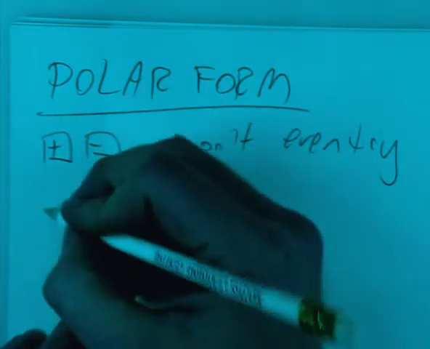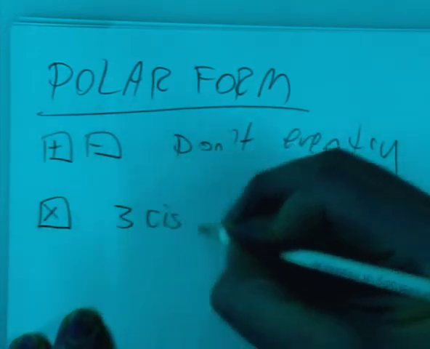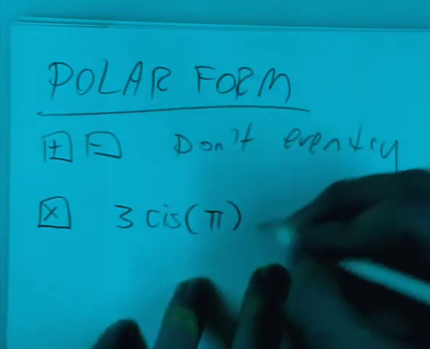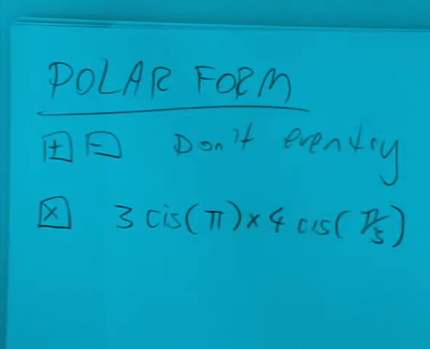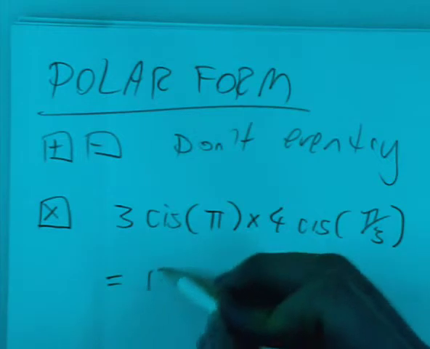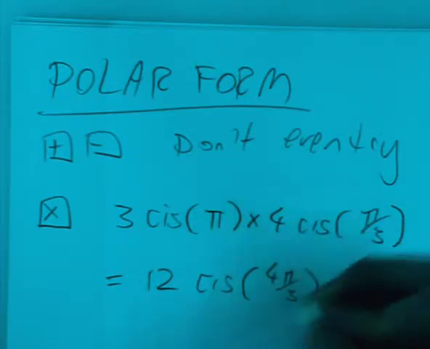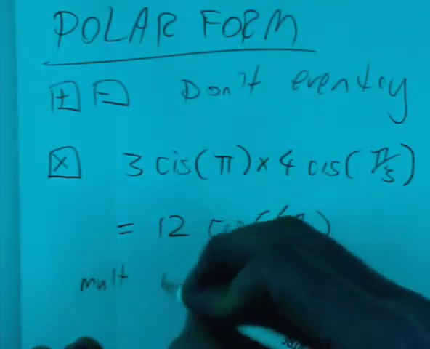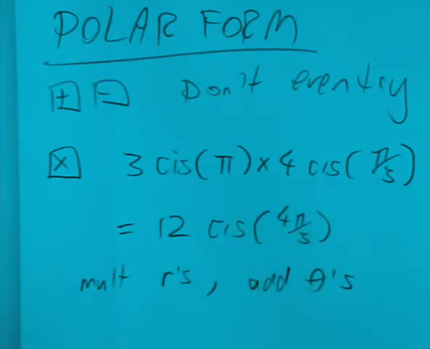Times and divide, awesome, not awful. So if you had like 3 cis pi times 4 cis pi on 3, well, you times the lengths and add the angles. So 1 1/3 pi would be 4 pi on 3. So what did we do? We multiply the r's and we add the thetas. Okay, so that is really so much simpler than the expanding of the brackets.